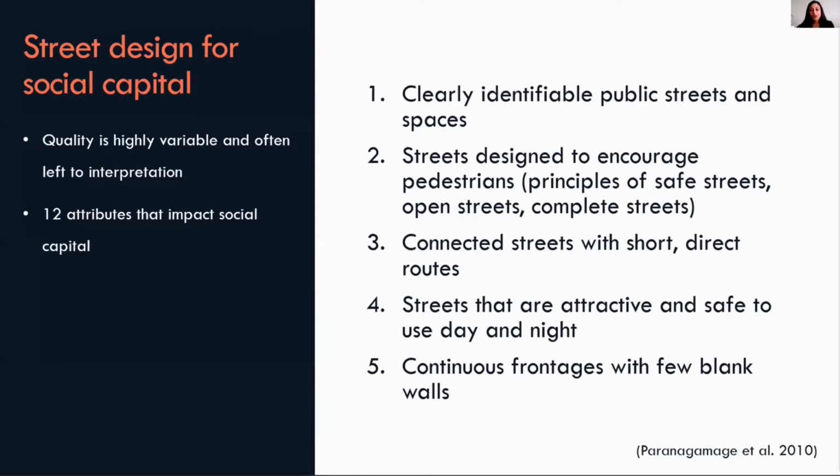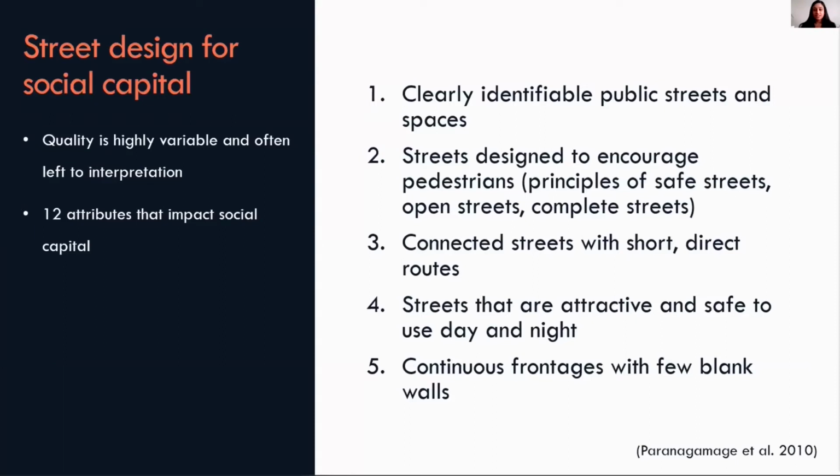So streets are one of our most extensive and greatest public resources, and they have applications at the building, site, and neighborhood levels. And so the authors of this study noted that many policy and practice documents refer to the need for high quality of spaces, where quality is often left up to interpretation and is very highly variable. And so what they tried to do was to distill 12 attributes that impacted social capital. And so I've listed 5 here on the right side of the screen.